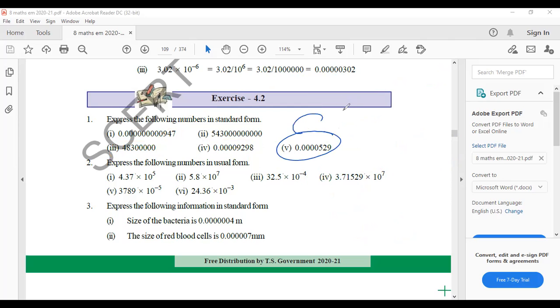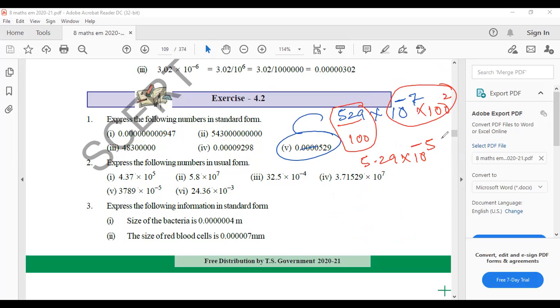Next, the last question: 529 times 10 to the power of minus 7. Now, your intention is to have the point after the first digit, so you divide by 100 and multiply by 100. After 2 digits it becomes 5.29 times 10 to the power of minus 7, times 10 power 2. So the total becomes 10 power minus 5. This is the answer. Any doubts? This is the way we have to find the answers to these questions.